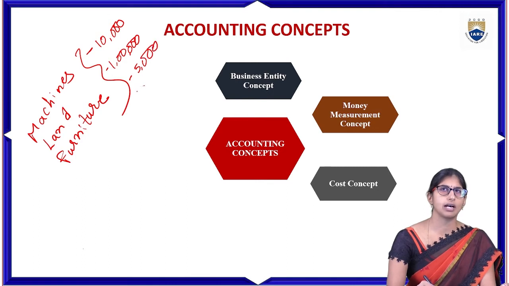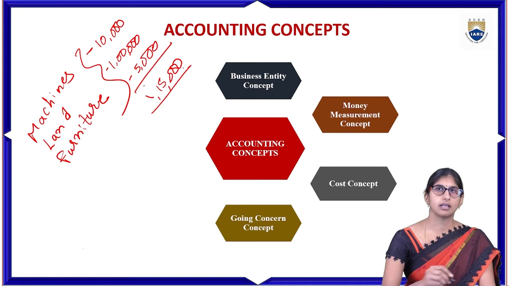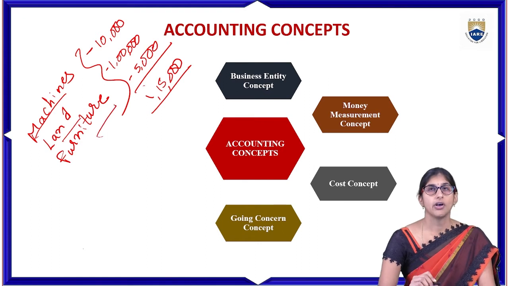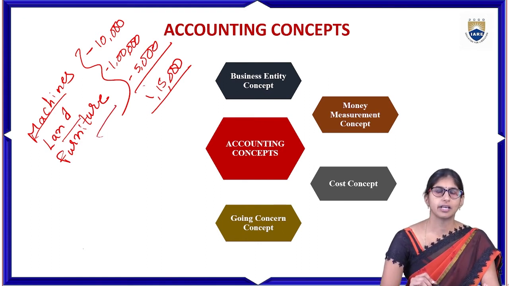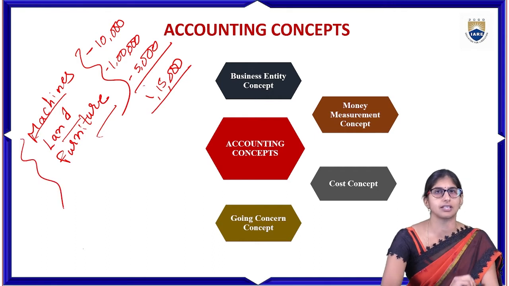So as a whole, what he is going to get as capital is 1,15,000, right? But he is going to get it in terms of machinery, land and furniture, right? Machines cost 10,000, land 1 lakh and furniture 5,000. So when he has established his business, he invested this 1,15,000 rupees on some fixed assets. So these are all fixed assets.